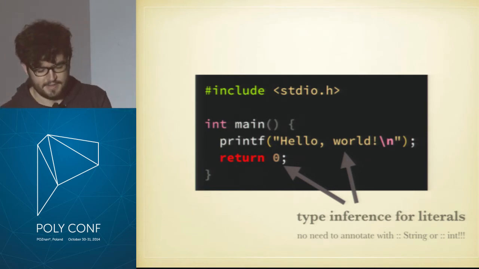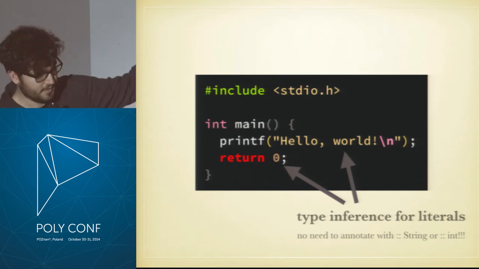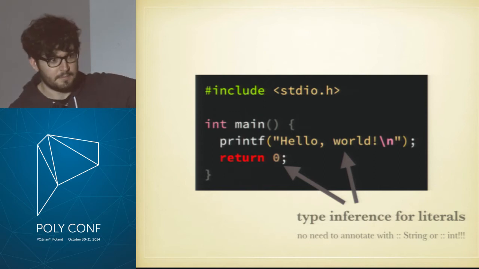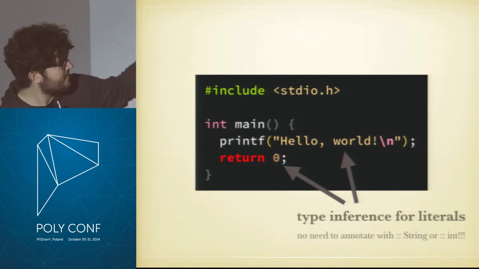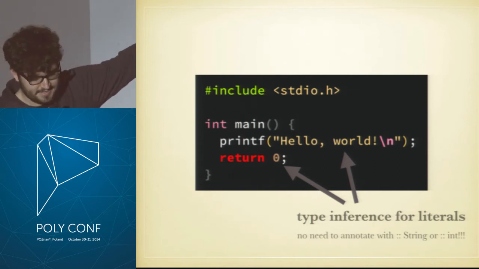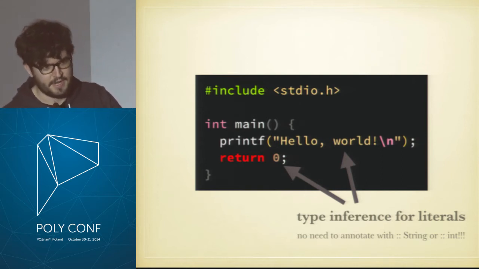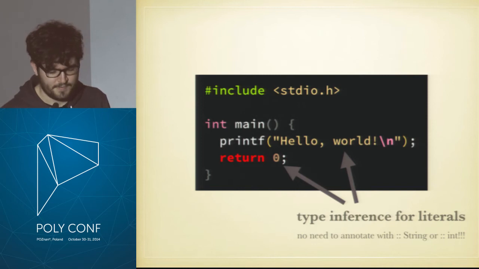And it has stuff like type inference for literals, for example. So in literals, you don't have to say this is a string. It knows, kind of. So the type system keeps track of the literals, and it knows that's a string and that's an int. So you don't need to annotate it. That's kind of part of the state of the art of type systems.